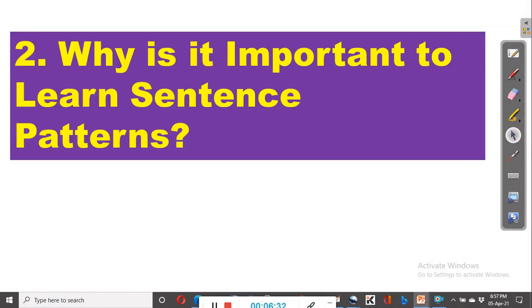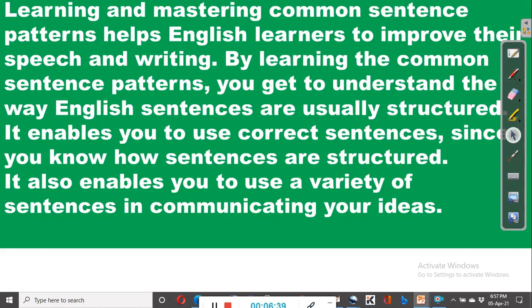But first, let's look at this very important question. Why is it important to learn sentence patterns? Learning and mastering common sentence patterns helps English learners to improve their speech and writing. By learning the common sentence patterns, you get to understand the way English sentences are usually structured. So it enables you to use correct sentences since you know how sentences are structured.